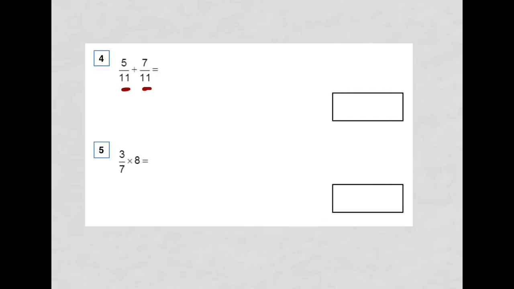Then here we've got 3/7 times 8. So we haven't actually talked about multiplication yet. So remember, we have done whole numbers, and we could say that 3 times 8 is 24. So you would have 24/7. So can you convert that? What can you divide 24? If you divide it by 7, what do you get? That would be your whole number. And then how many are left? So see if you can convert that to a mixed number.